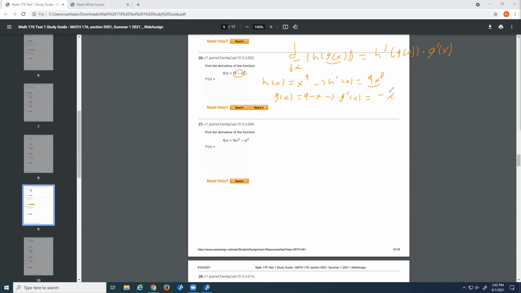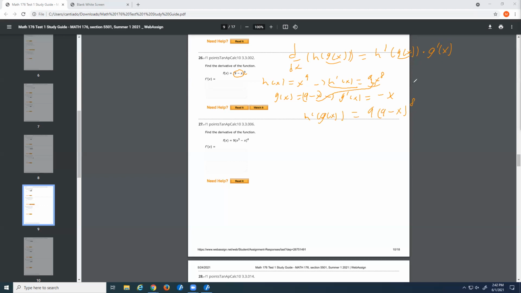All right, cool. So now from here, we just have to be careful to plug everything in correctly. So this is h prime of x here that we've calculated, but we don't want h prime of x. We want h prime evaluated at g of x, our original function. So to accomplish that, all we have to do is take our 9 minus x and put it in where we see an x in our h prime of x. So h prime of g of x is going to be equal to 9 times 9 minus x all to the 8th power.